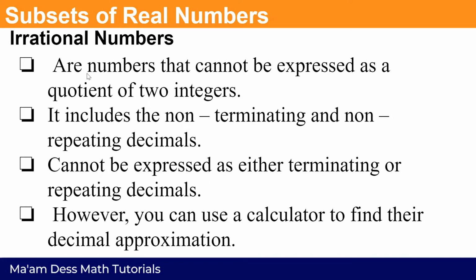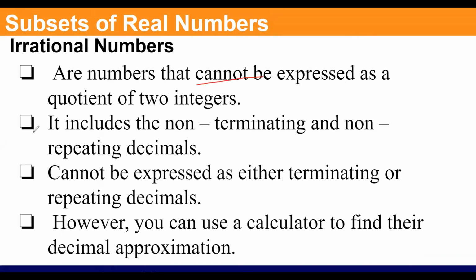decimals. Irrational numbers are numbers that cannot be expressed as a quotient of 2 integers. So, hindi mo ito pwedeng isulat as fraction. It includes non-terminating and non-repeating decimals. Cannot be expressed as either terminating or repeating decimals. However, you can use a calculator to find their decimal approximation.